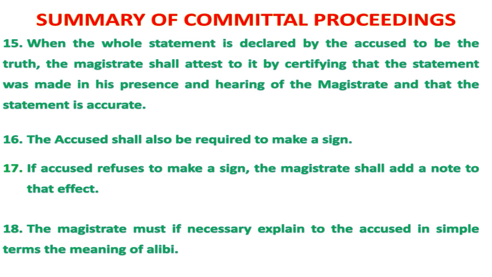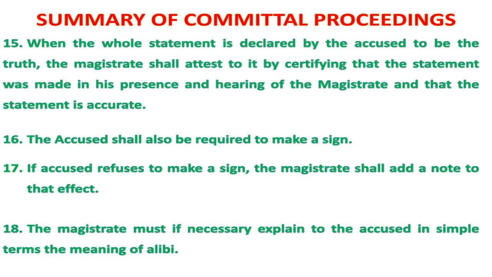When the whole statement is declared by the accused to be the truth, the magistrate shall attest to it by certifying that the statement was made in the presence and hearing of the magistrate and that the statement is accurate. Then number 16, the accused shall also be required to make a sign. Then number 17, if the accused refuses to make a sign, the magistrate shall add a note to that effect.